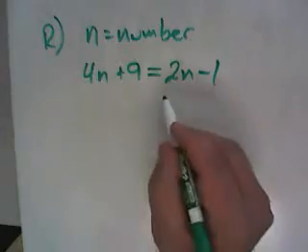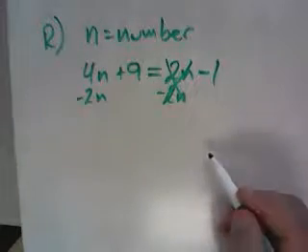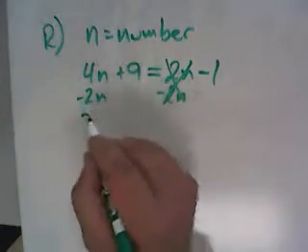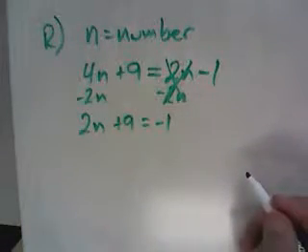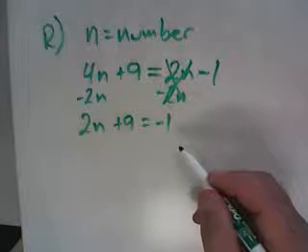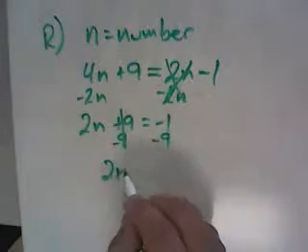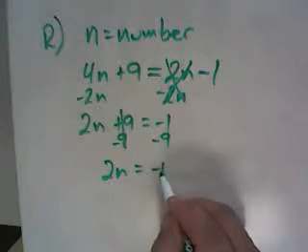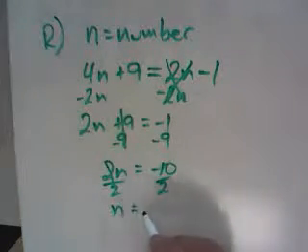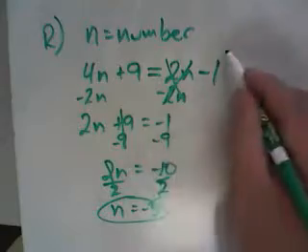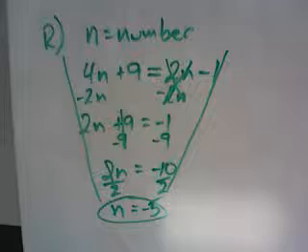Then I want to get the n's together. I'm going to subtract 2n from both sides. That way these n's are gone. That's 0. 4n minus 2n is 2n, plus 9 equals negative 1. Keep track of your positive and negative signs and make sure you show your work as you're going through this. I'm going to subtract 9 from both sides. So then I have 2n is equal to negative 10. And if I divide both sides by 2, n is negative 5. And again, you can kind of see that funnel where you can see your work and show each step.